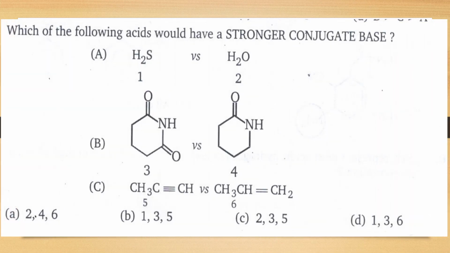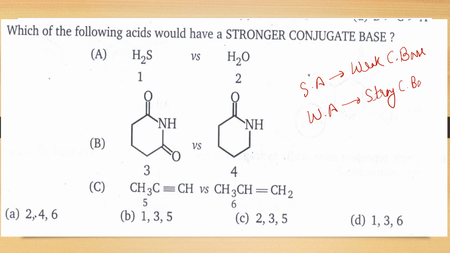Which of the following acids has the stronger conjugate base? We all know that a strong acid has a weak conjugate base, and vice versa. It means a weak acid will have a stronger conjugate base. So we have to find out which one is the weak acid.